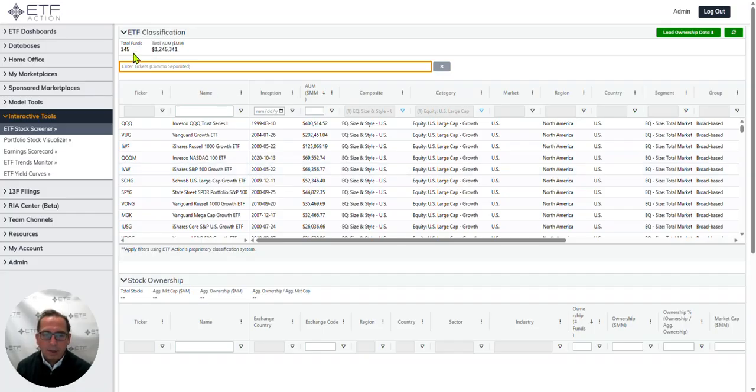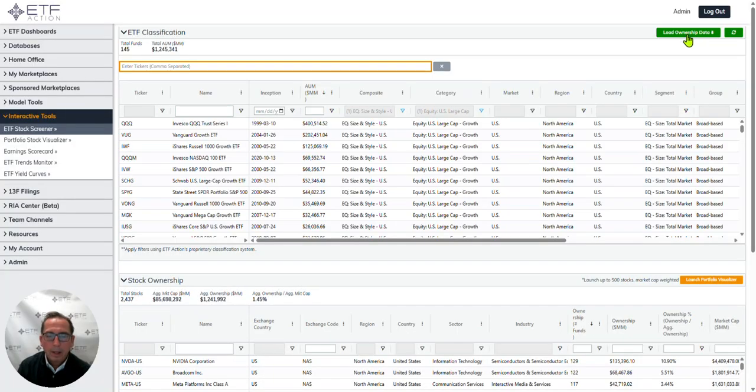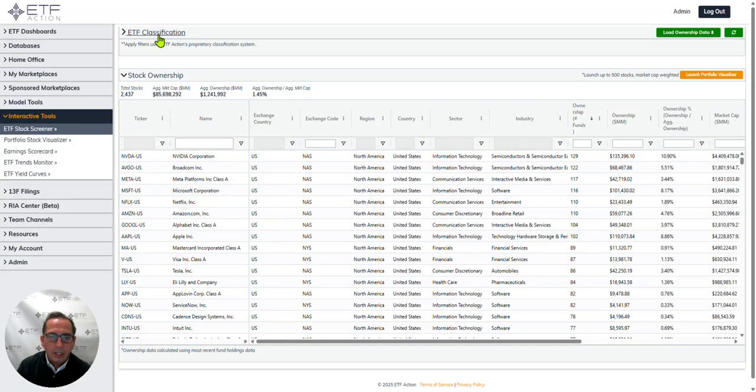Notice there are a few less funds here. That's because the categories include ETNs and things like that. This stock screener tool only includes funds that are traditional long-only strategies so that you can pull in relevant data. Now that I have these 145 funds, I'm going to hit this load ownership data button right here. I'm going to close the classification. And what you see here is I just loaded up every single company that's held inside those 145 ETFs.